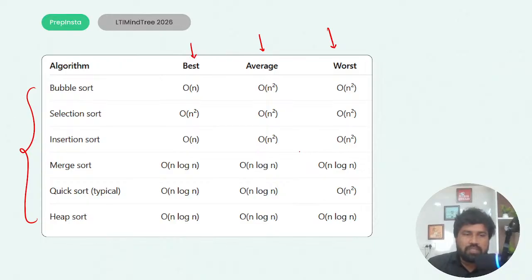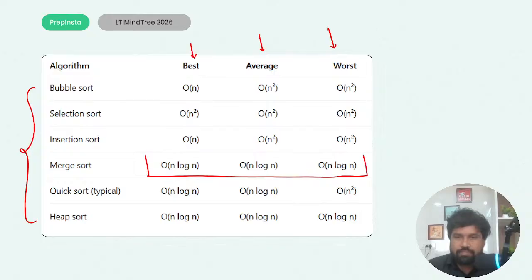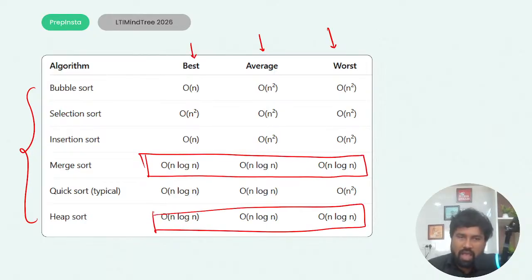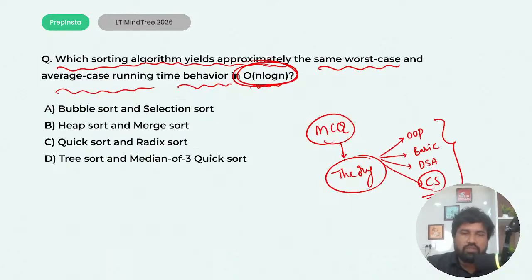So if you observe here, mostly the merge sort and the heap sort have best, average, and worst cases all O of n log n. So it is constant, right? That's why the answer for this question, which behaves the same in worst case and average case, approximately the same, not exactly, is heap sort and merge sort.